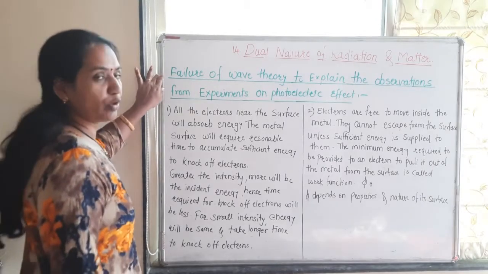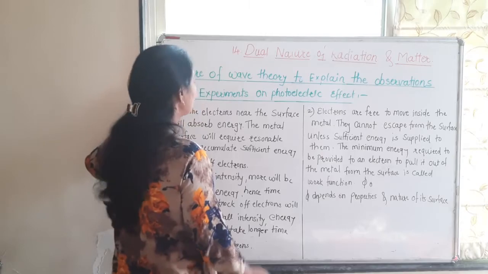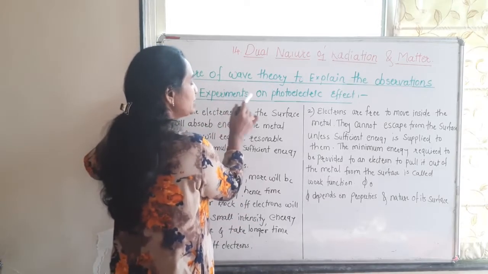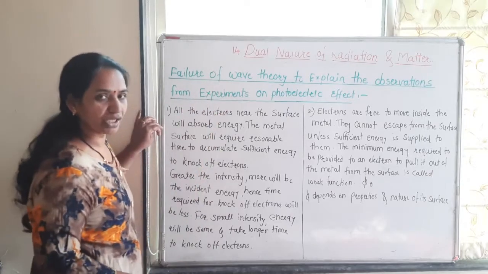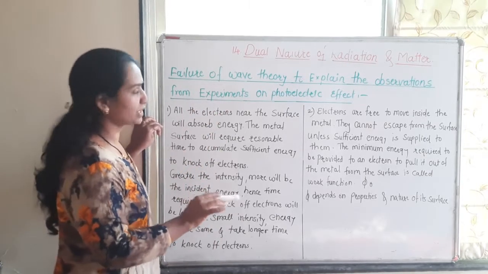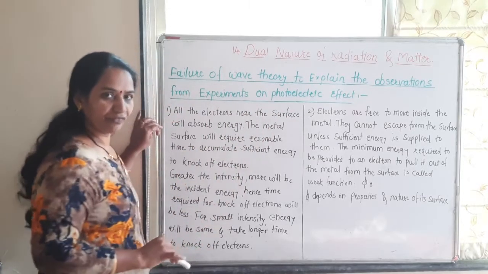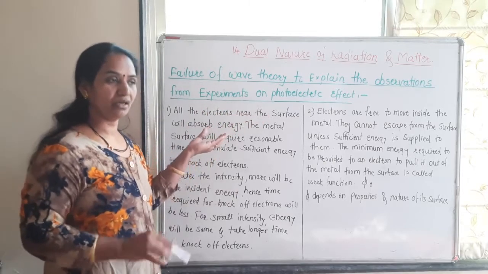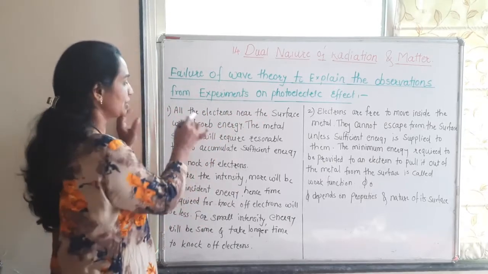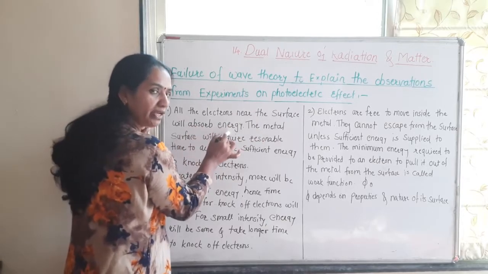Now, the next point is the failure of wave theory to explain the observations from experiments on the photoelectric effect. According to wave theory, all the electrons near the surface of the metal will absorb the energy.